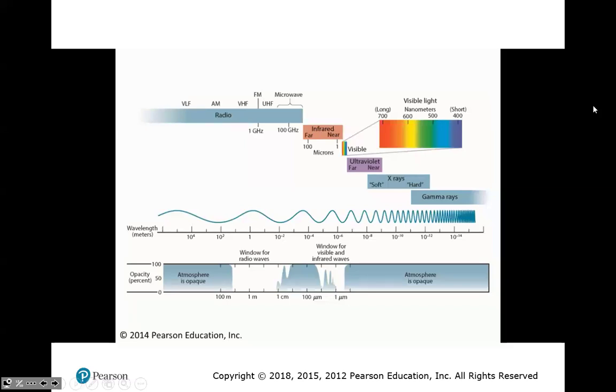Spectroscopy is the study of the properties of light that are wavelength dependent. So that's what's illustrated here on this diagram. You will see that squiggly line in the middle. That squiggly line is showing the wavelength of different forms of light.